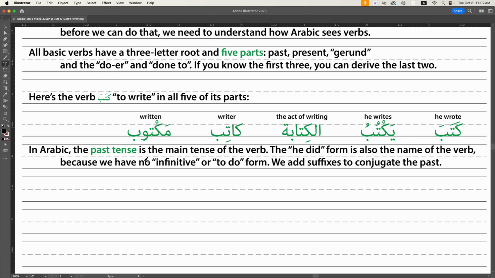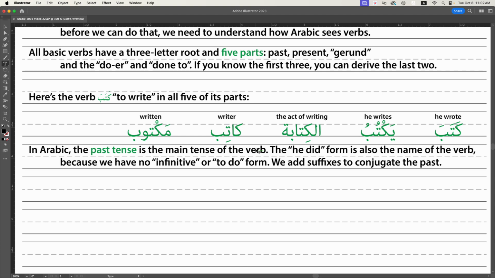And Arabic doesn't have all the funny verb tenses like he will have gone somewhere, or I would have known, or since I live in the US South, I could say he could have known. Arabic doesn't do this. There's only 2 tenses, and they get used in different circumstances to mean the kinds of things we would use funny verb tenses for in English. So the past tense is the main tense of the verb.